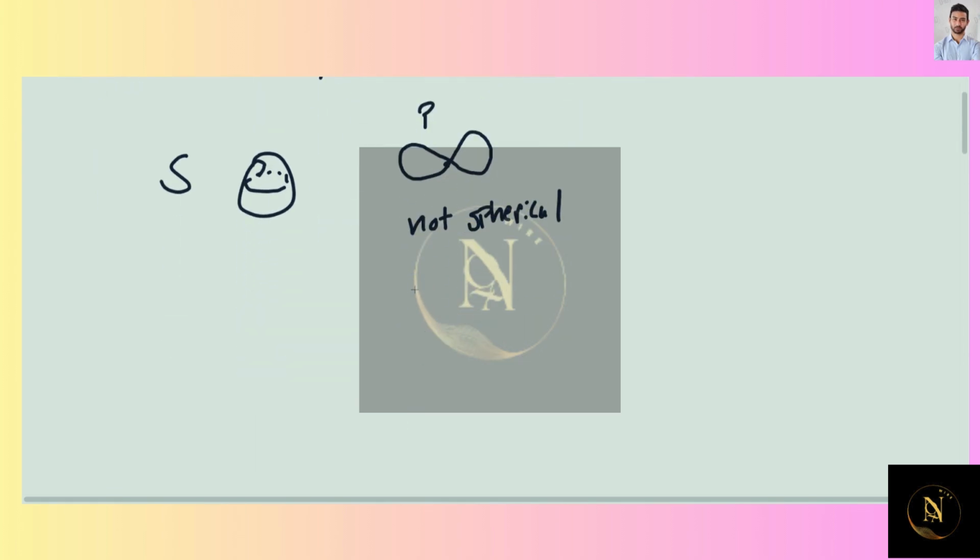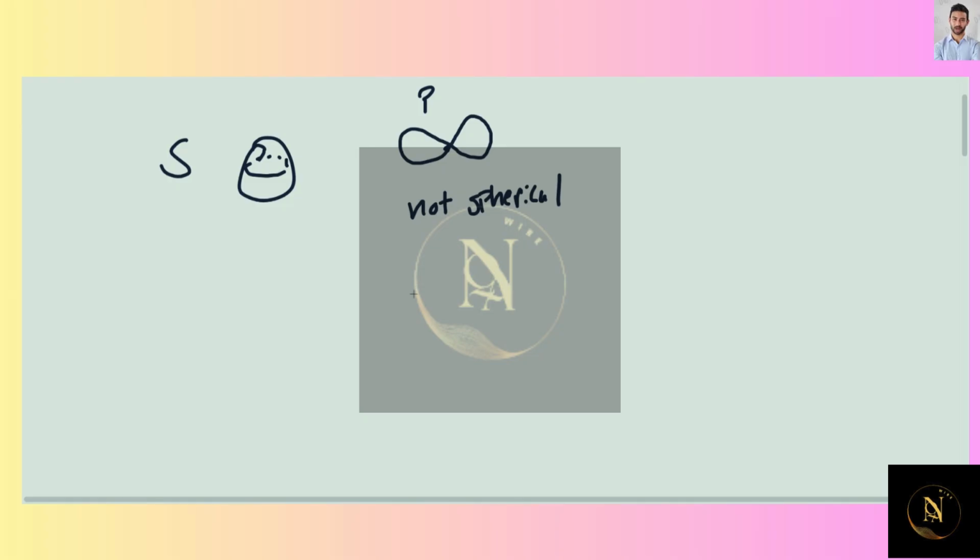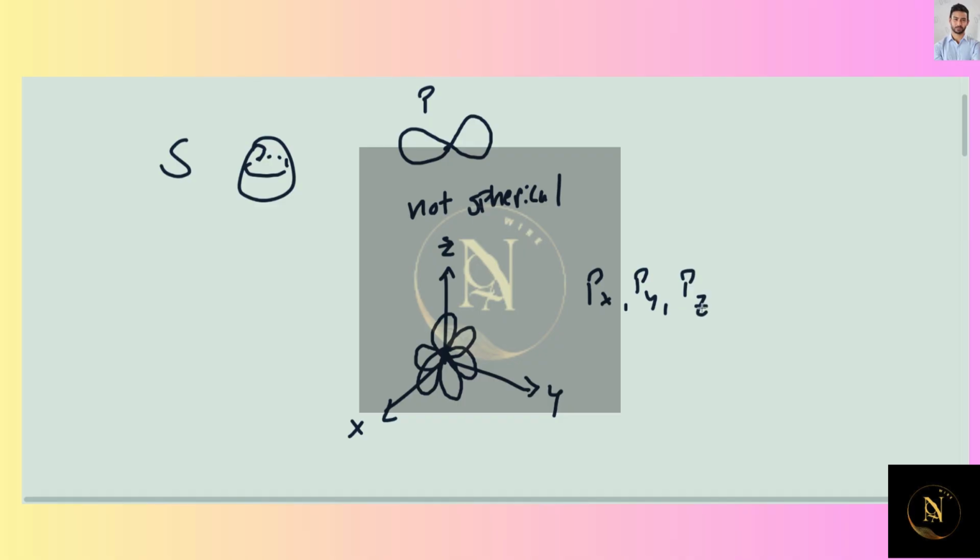P orbitals are always found in groups of 3. Yeah, that's true, right? Because if you consider an XYZ plane, p orbitals orient themselves along these axes. You can have the p orbital that's along the z-axis, a p orbital that's along the y-axis, and a p orbital that's along the x-axis, right? We call those px, py, and pz. Yeah, the p orbitals come in groups of 3.